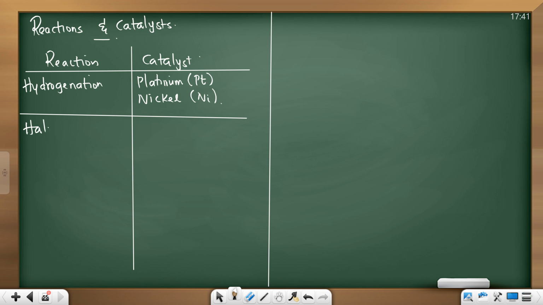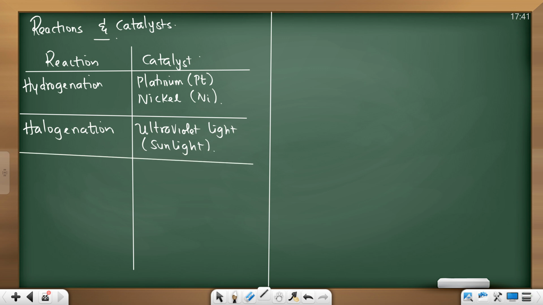Halogenation. The addition of halogen. We are using ultraviolet light. Or you will see some will just say sunlight, because your sunlight is UV, if you remember grade 10, when we were doing electromagnetic radiation.